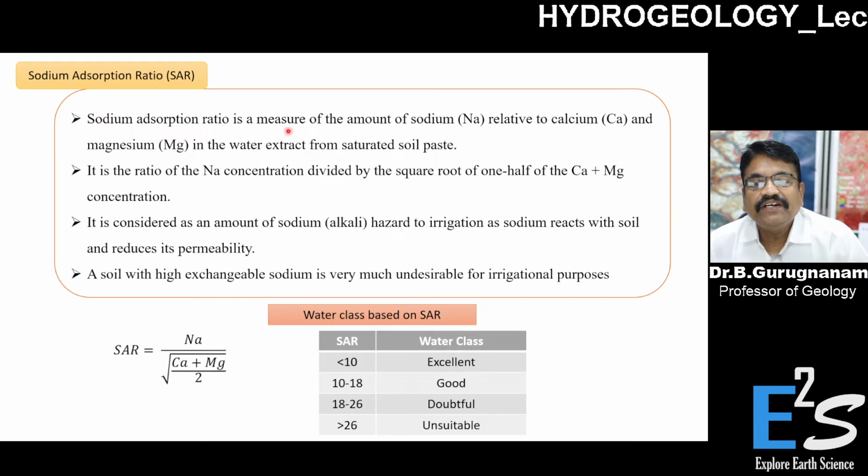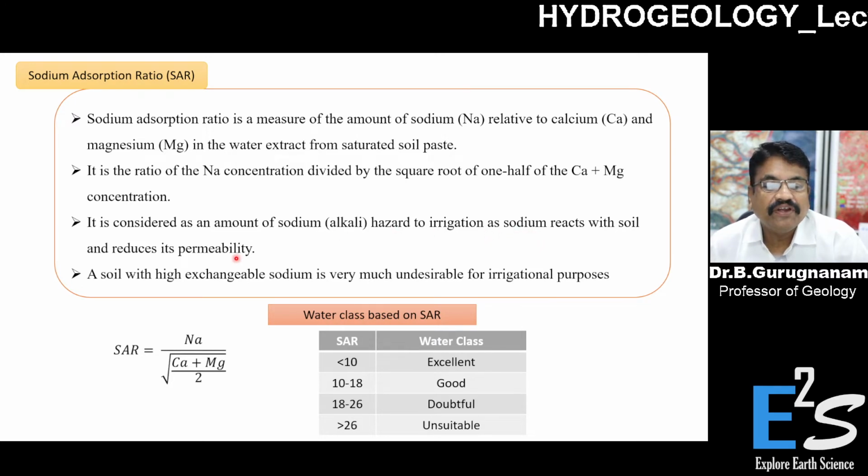This is taken as a measure of the amount of sodium relative to the calcium and magnesium in the water extracted from the soil paste. To extract from saturated soil paste, it is the ratio of sodium concentration divided by the square root of one half of the Ca plus Mg concentration. It is considered as an amount of sodium hazard to irrigation.